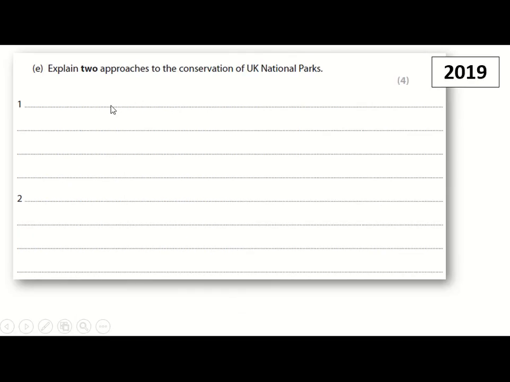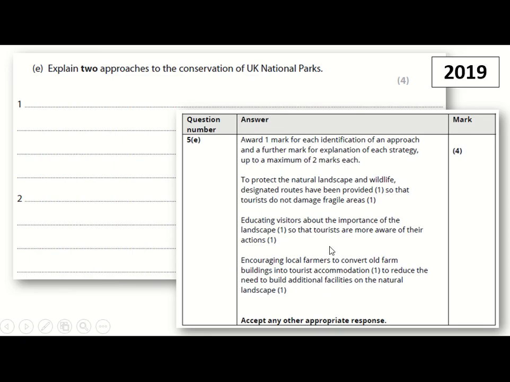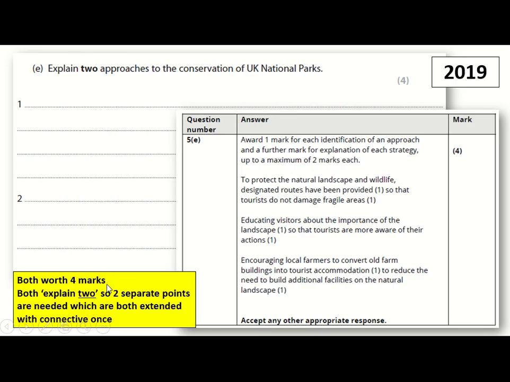So 2019, explain 2 for 4 marks. What are we explaining? The approaches to conservation in UK national parks. Pause the screen, have a go, ready to unpause when you're ready. Okay, so this one they actually do give you the extended point rather than the last one, which is a bit lazy, and there you go. Now, similarities, patterns, trends, yes, absolutely. Both worth 4 marks. They both have to be 2 things explained, so 2 separate points, both extended with 1 connective. Again, completely a pattern through this whole paper so far, both papers so far.